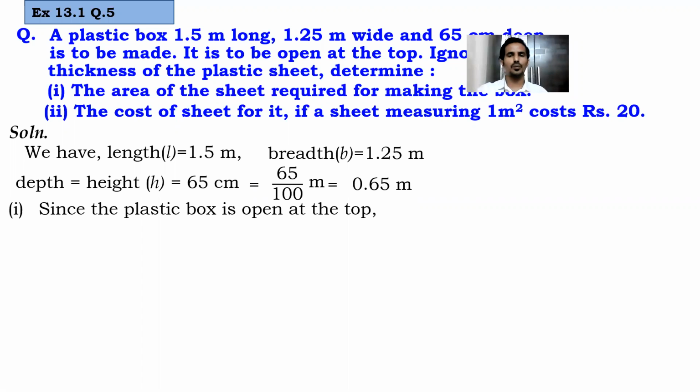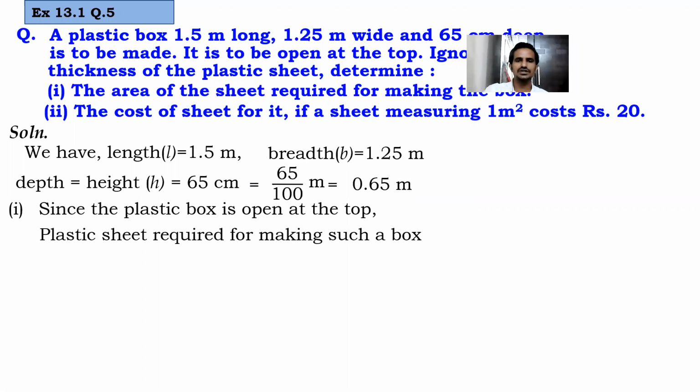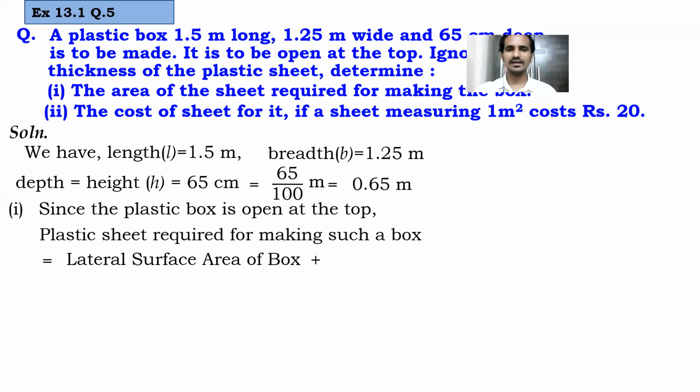Since the plastic box is open at the top, plastic sheet required for making such box. Just write down plastic sheet required is equal to, I'm taking lateral surface area because there is less calculation here. अगर total होगा तो थोड़ा calculation ज़्यादा हो जाता है. So just write down plastic required is equal to lateral surface area plus area of the base.